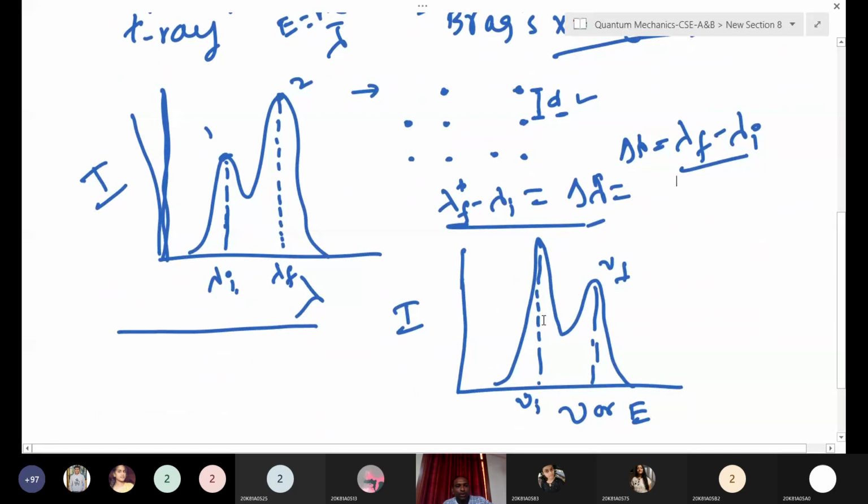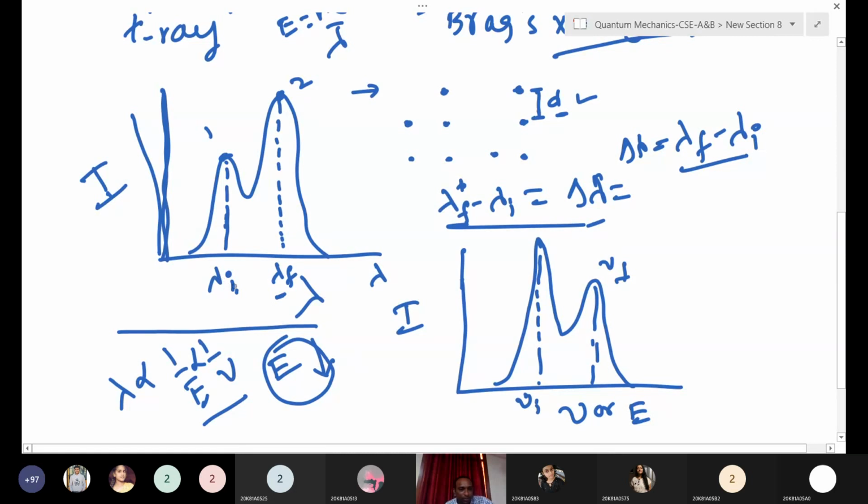Once you collect this, you can plot the graph of wavelength versus intensity. The lambda i peak intensity is less and the lambda f peak intensity is high, because the scattered photon's energy is reducing. In the collision process, the scattered photon loses energy, so the final photon energy is less compared to the incident photon energy. Lambda is inversely proportional to energy or frequency. So the incident photon wavelength is less and the final photon wavelength is high.